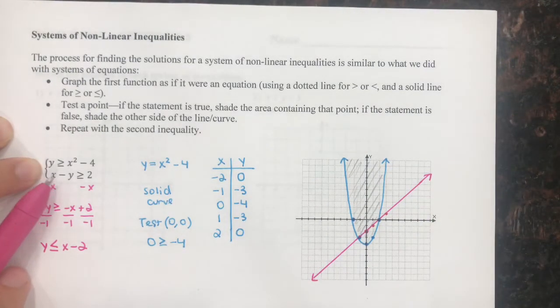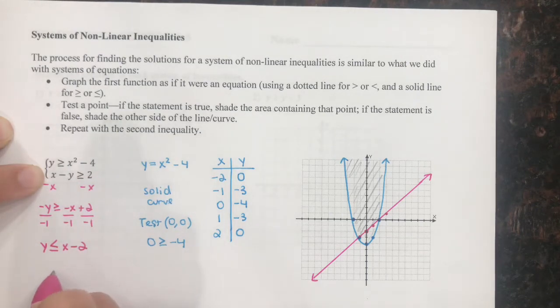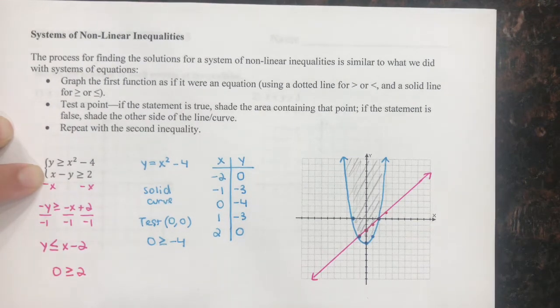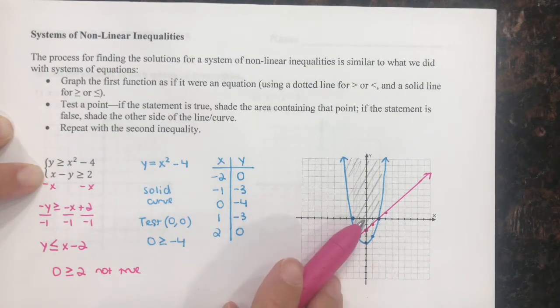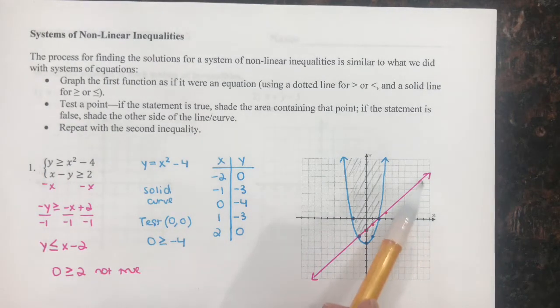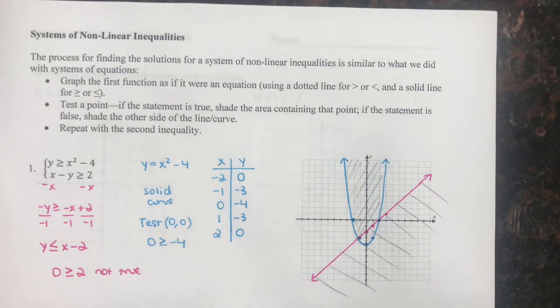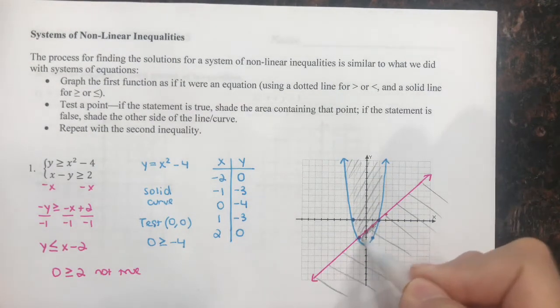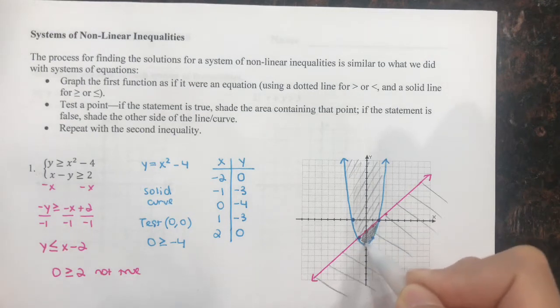If it's easier for you to test in the original inequality, look how easy it would be to put 0, 0 in here. So if I put 0 in for x and y, I end up with 0 is greater than or equal to 2. Now that is not true. That means that 0, 0, which is above my pink line, is not going to be in the shaded area. The shaded area would have to be below the pink line. And so now you can see that the overlapping area is just this little bit over here.